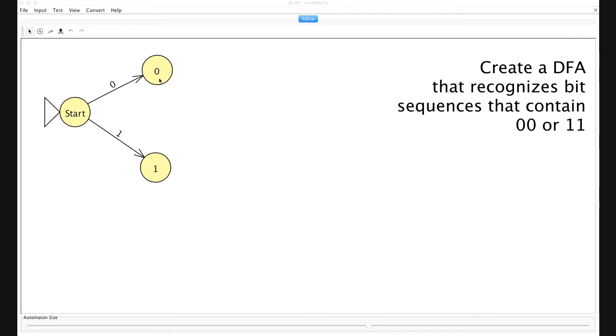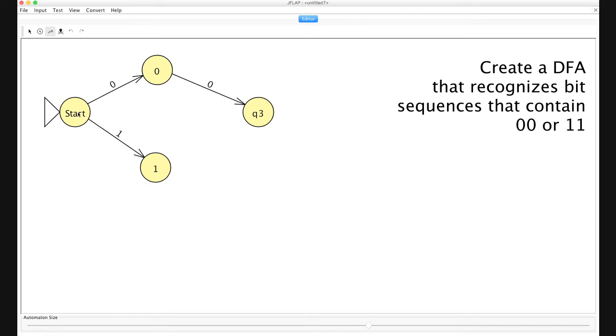Now I want to think about what happens when I'm in each of these states and I read either a 0 or a 1. If I read a 0 and I'm already in this state here, that means that I've seen 2 zeros in a row. That's actually a good thing, and it gets me to the final state. So let's introduce a new state, and its transition from here is going to be on a 0. And I'm not going to label it just yet because there's a second way of getting to this state.